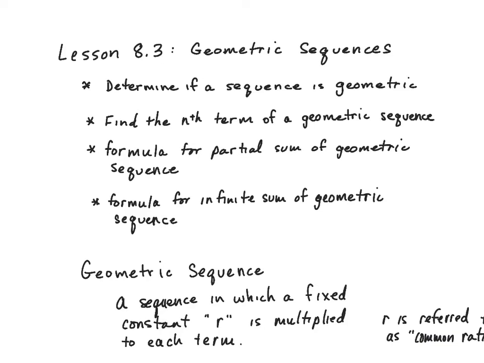All right, this is lesson 4, section 8.3, geometric sequences. You can see our learning targets there. First, we need to learn how to determine if a sequence is geometric, and then we'll determine the nth term. And then we'll look at some series, adding terms of the sequence together.